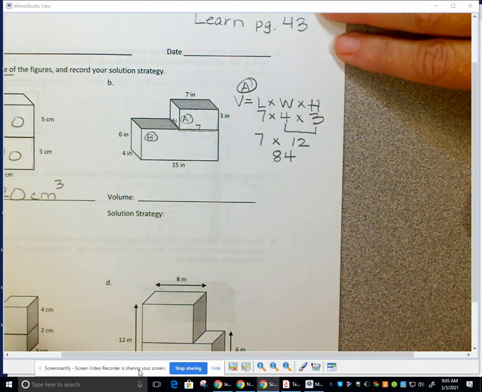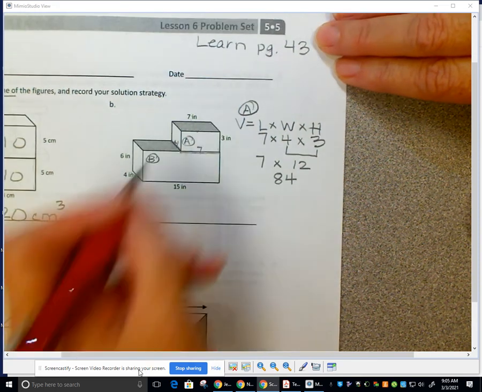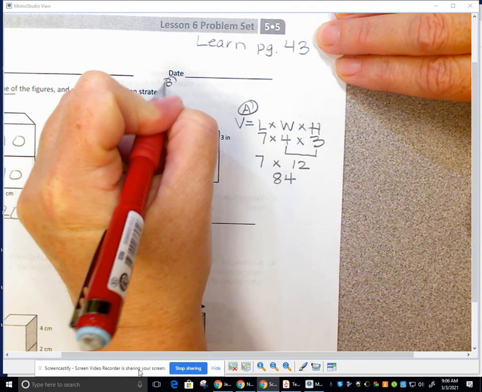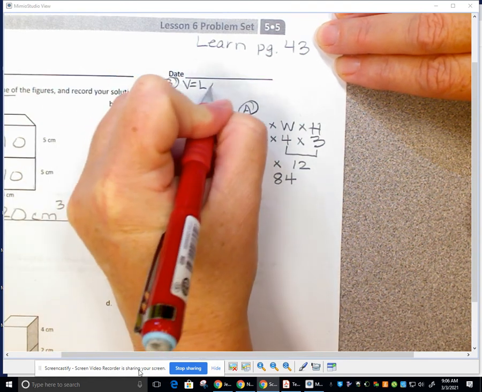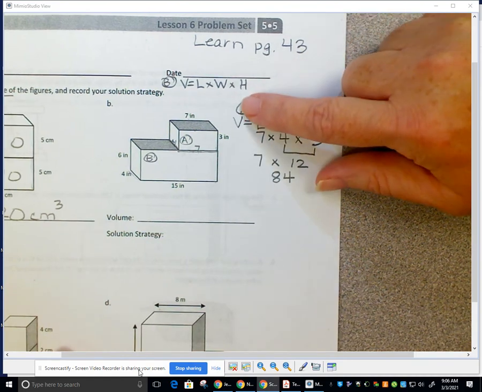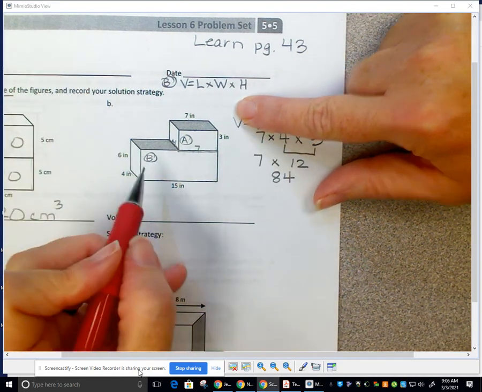Okay. Let's see, a good place to work B. Maybe I can come work B up here. B: volume equals length times width times height. Oh, I hate that that's going to overlap. I'll try to be neat with it. Okay, I'm through with this one.